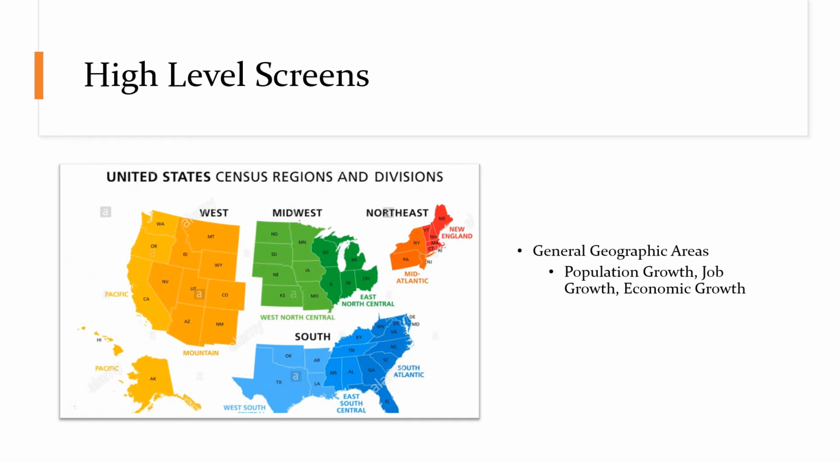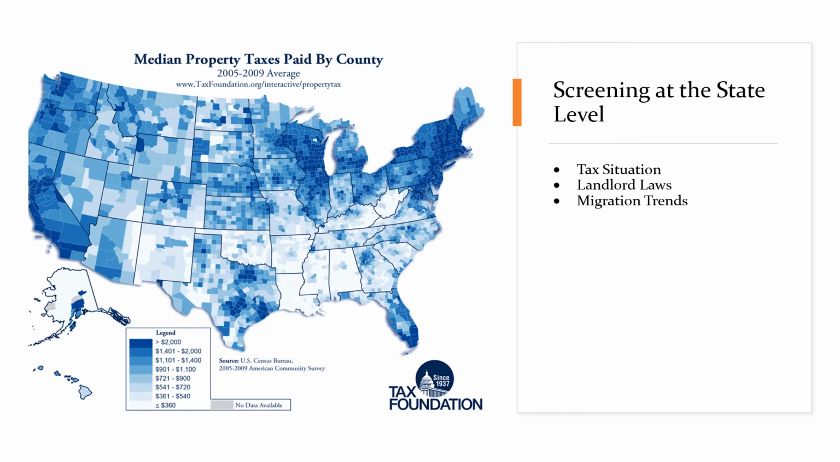With high-level screening, we can see which areas are excelling by any given metric and generally divide the US as shown here. At the state level, it's important to assess the tax situation and landlord laws, which will figure greatly into the business plan for running a multifamily asset. Landlord-friendly states tend to produce better returns in the multifamily space.